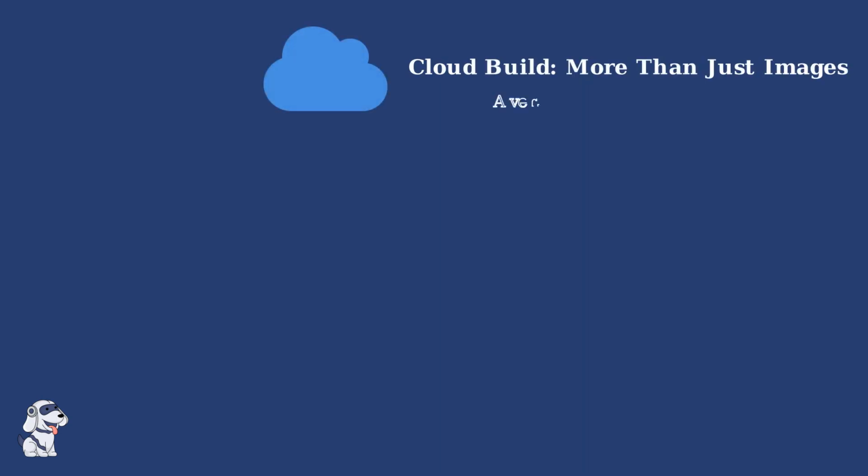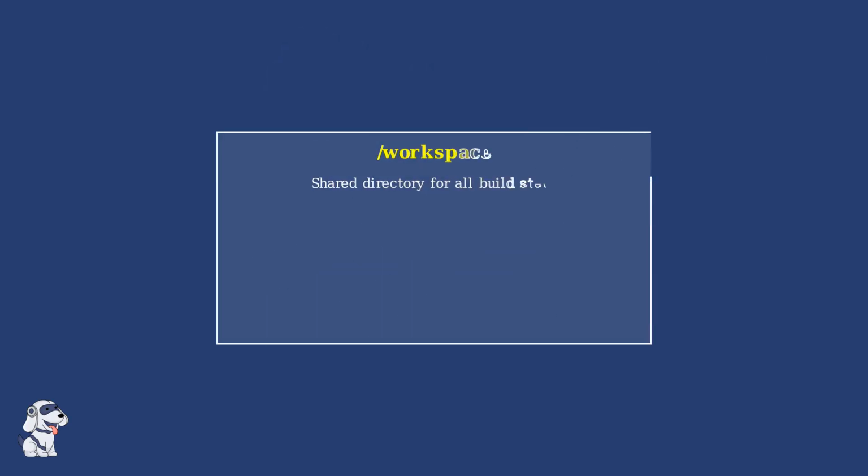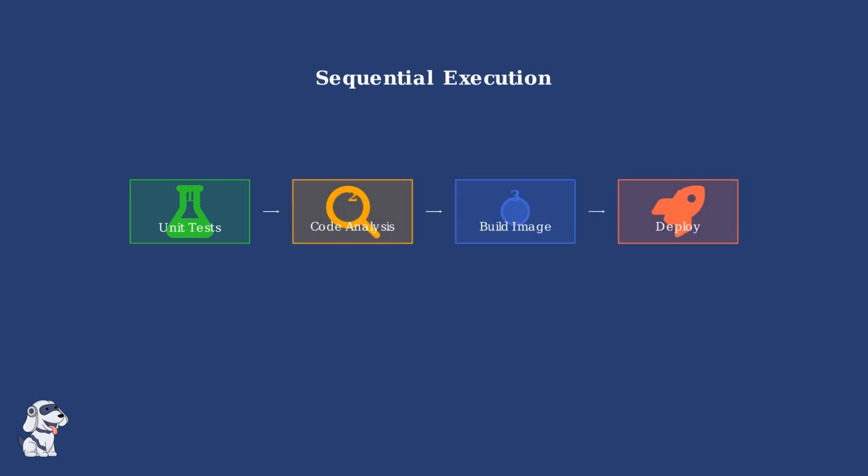Google Cloud Build is much more versatile than just building container images. It's a powerful automation platform that can execute a wide variety of tasks in sequence. Cloud Build operates on a shared workspace directory. All build steps can access and modify files in this common space, allowing data to flow between different operations. Cloud Build executes programs consecutively, one after another. Each step can use the results from previous steps, creating a powerful automation pipeline.